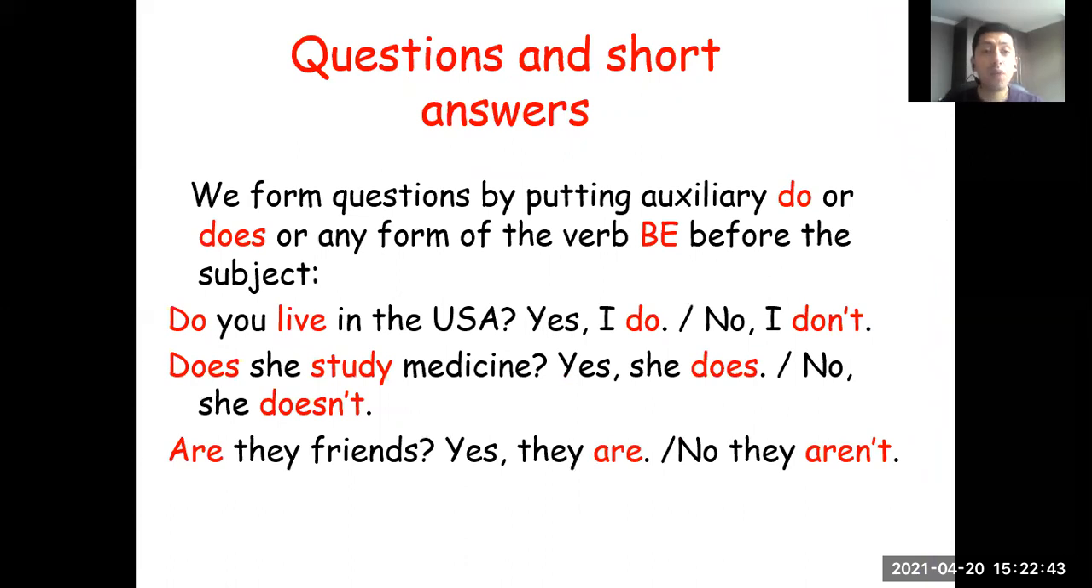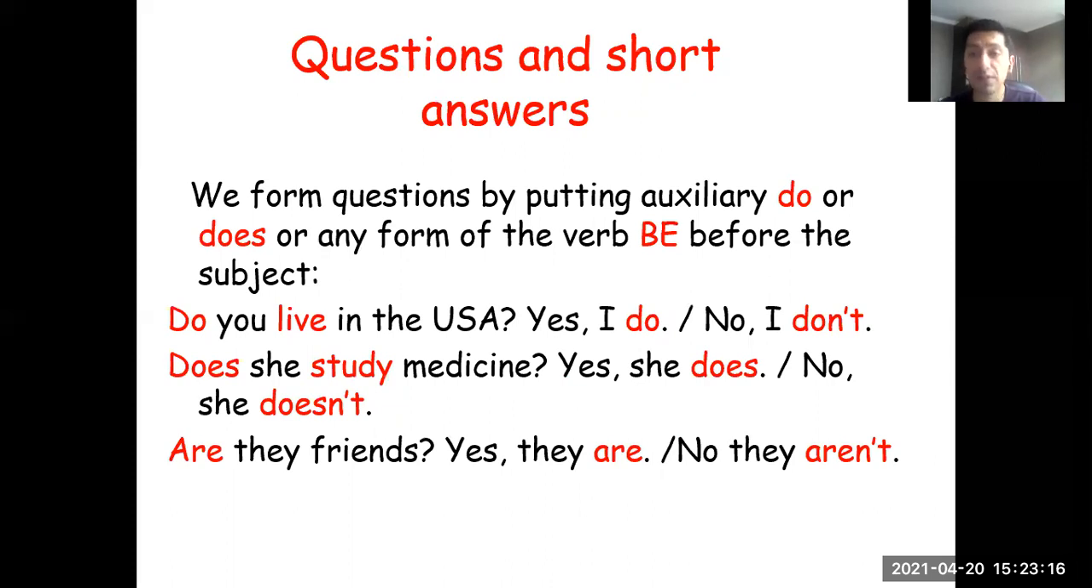For the questions and short answers, again, depending on what we're using, we have to use auxiliaries or the verb be. In the case of verbs like live, study, have, walk, eat, we have to use, again, two auxiliaries depending on the pronoun. So for example, I, you, we, or they, we have to use do. Like in the first example, do you live in the USA? Or if we are talking about the third person singular, he, she, or it, you have to use the auxiliary does and the verb in the normal form.